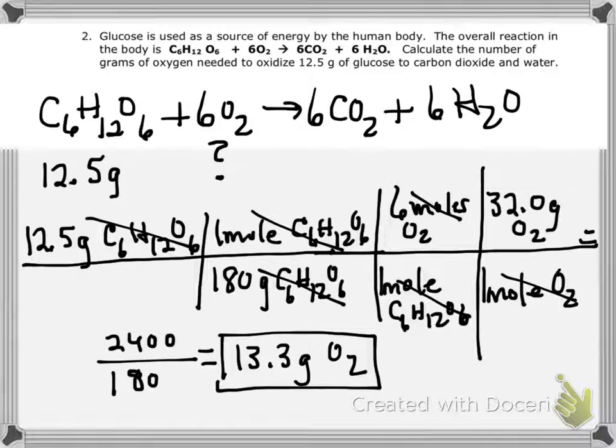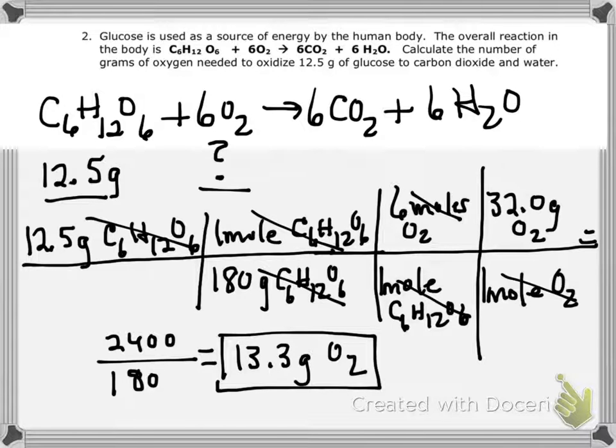Okay, let's take a look at example number 2, or practice problem number 2. The balanced equation is given to you. It should look pretty familiar. This is cellular respiration. So it's taking glucose, and it's a combustion reaction, combining it with oxygen. It's making carbon dioxide and water, and it's already balanced for you. It is giving you a gram amount of glucose and asking you to find how much oxygen it's going to take to oxidize the glucose to carbon dioxide and water.